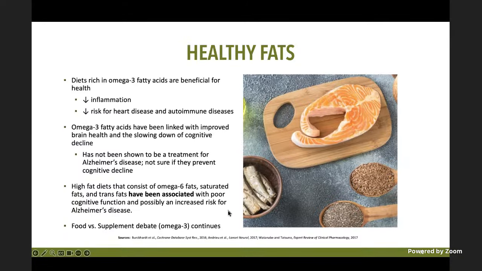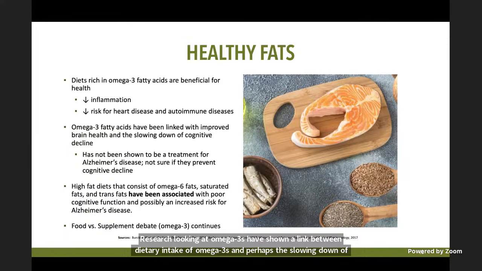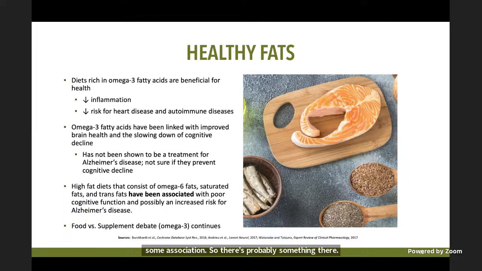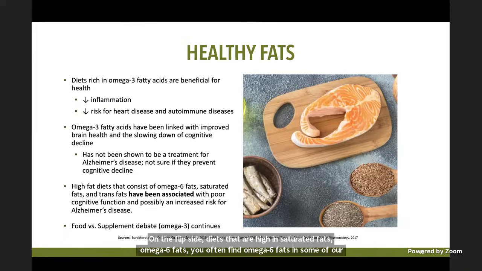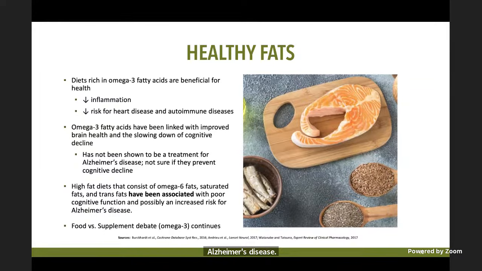On the flip side, diets that are high in saturated fats, omega-6 fats, which you often find in some of our processed foods, and trans fats, although we don't see trans fats too much in American diets anymore, have been associated with poor cognitive function and maybe an increased risk for Alzheimer's disease. Again, the jury is still out, but given the noted benefits of omega-3s and consuming those healthy fats, if not for preventing Alzheimer's disease, they could be beneficial for preventing other chronic diseases.